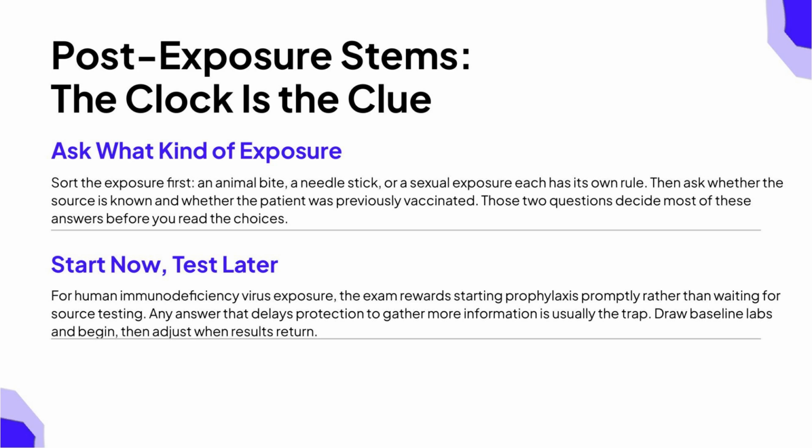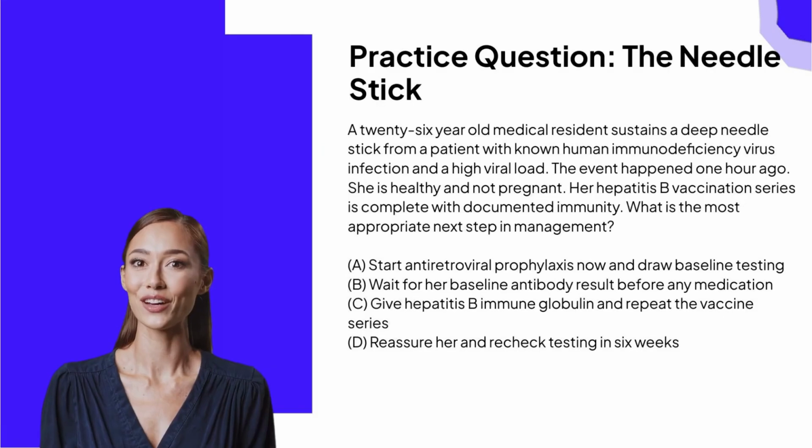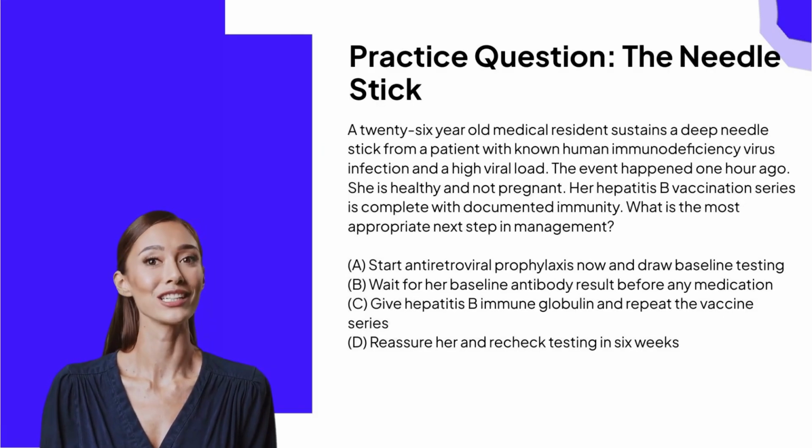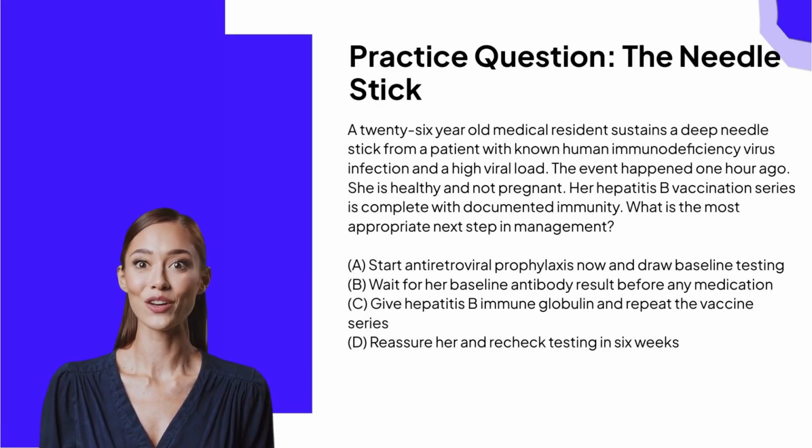Second, for human immunodeficiency virus exposure, the exam rewards starting prophylaxis promptly rather than waiting on source testing. Any choice that delays protection to gather more information is usually the trap. Draw baseline labs, begin treatment, then adjust when results return. Whenever a vignette tells you how many hours have passed, that detail is doing work. Here is our third practice question, and it is a post-exposure prophylaxis stem with a clock in it.